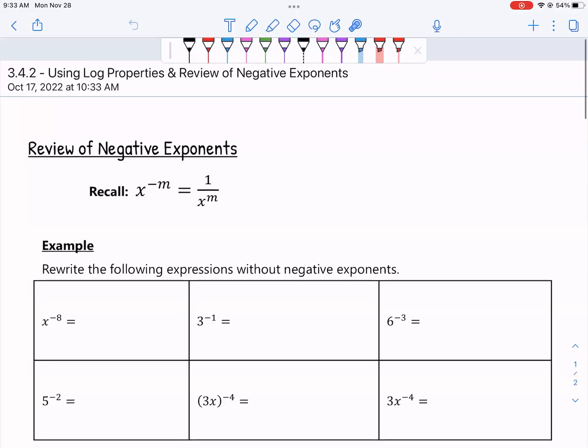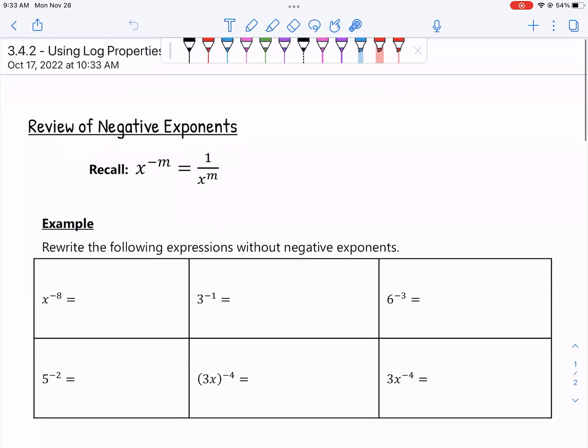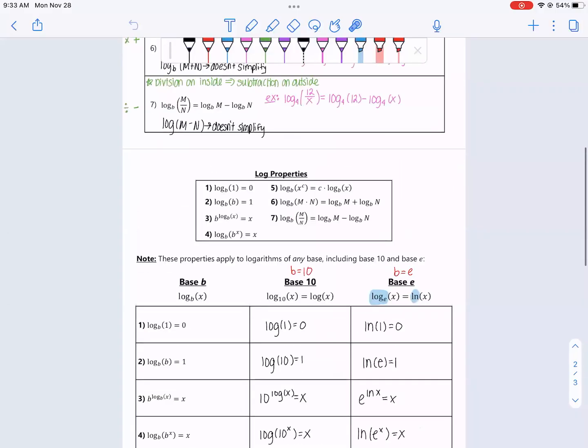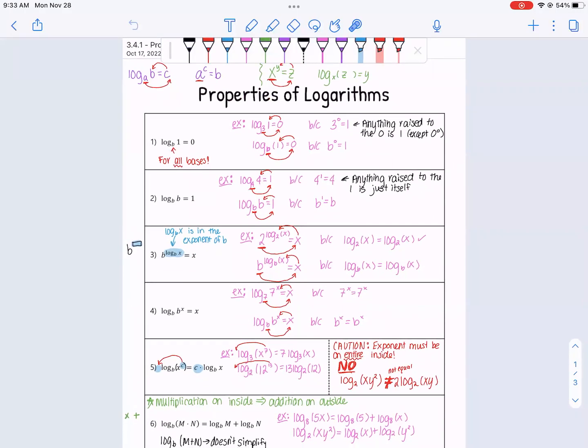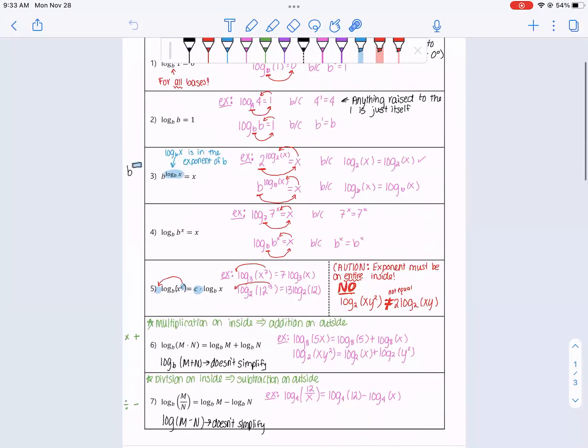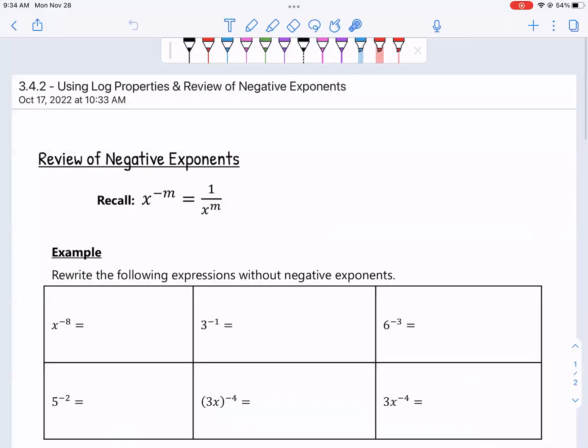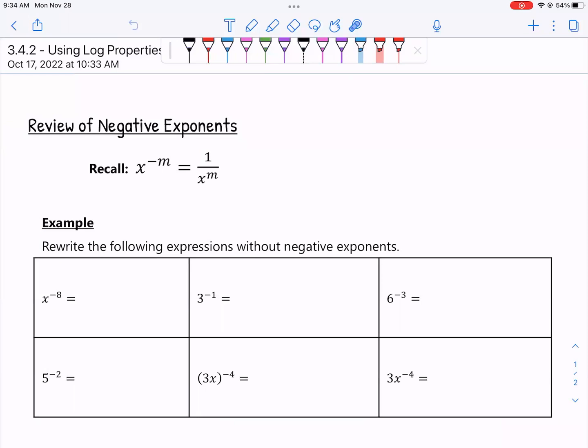Using log properties and review of negative exponents. All right, first and foremost, if you have not watched the video, properties of logarithms, you're really going to want to do so. There are a lot of properties that we talked about in that video that are really important that aren't going to make as much sense. I'm not going to go through them again in this video, so please watch that video.